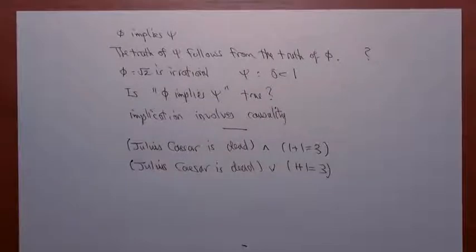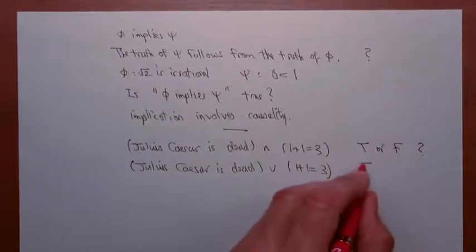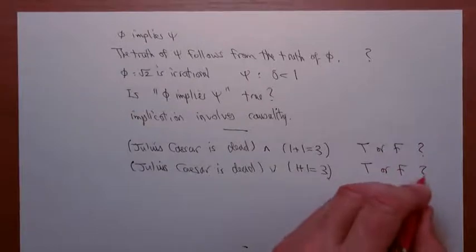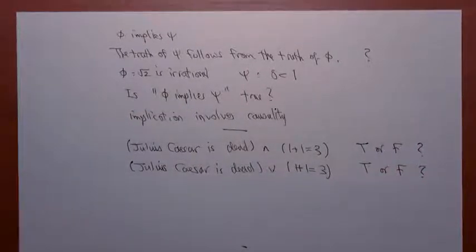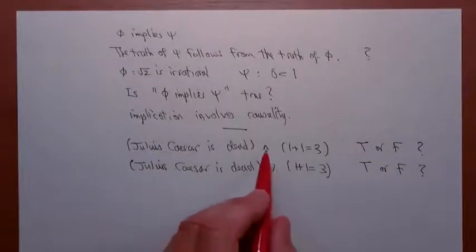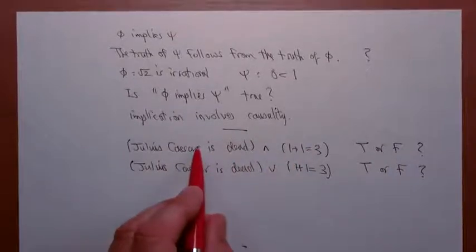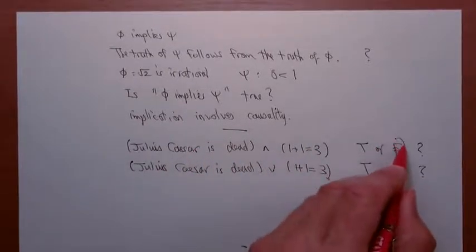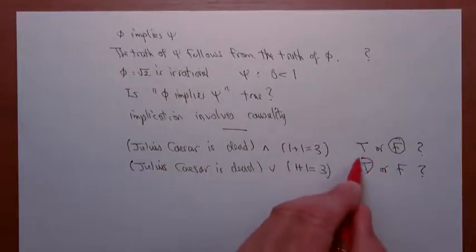Incidentally, while we've got these in front of us, let me just give you a quick quiz. Is the first one true or is it false? Is the second one true or is it false? What do you think? Well, remember what the definition was. A conjunction is true if both conjuncts are true. This one's true, but this one's false, so the conjunction's false. This one's true, this one's false. All you need for a disjunction to be true is at least one of the disjuncts to be true, so that one's true.